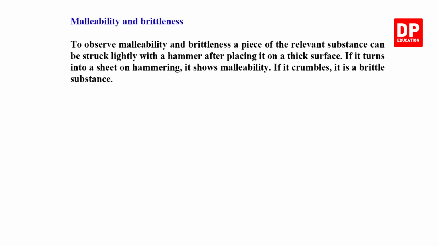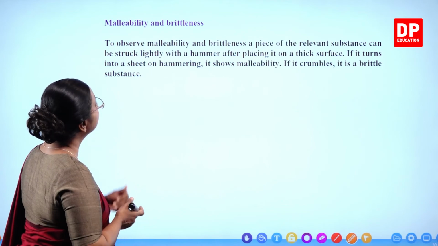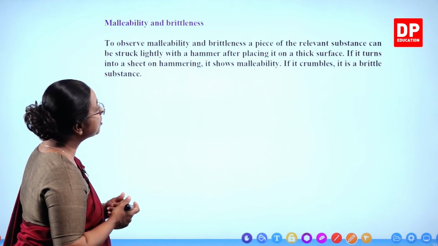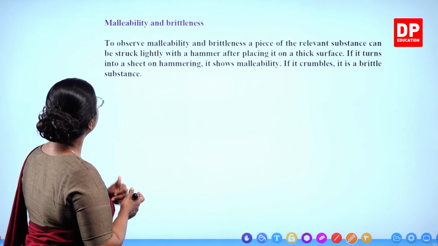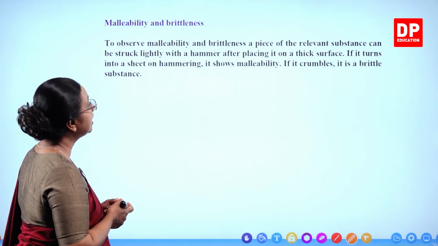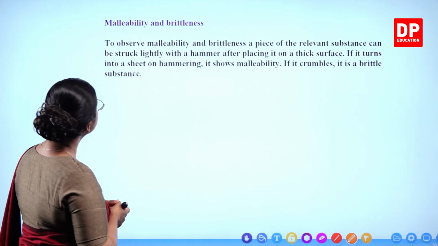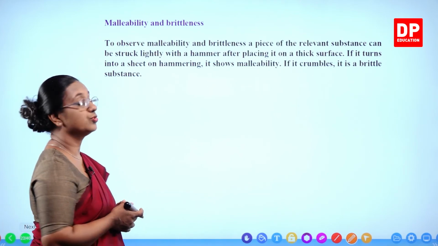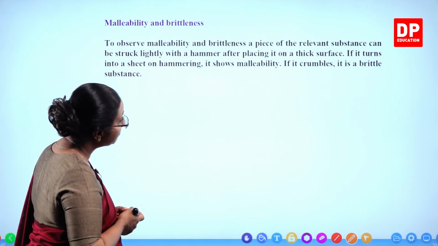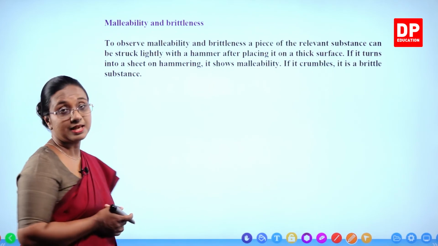Malleability and brittleness. To observe malleability and brittleness, a piece of the relevant substance can be struck lightly with a hammer after placing it on a thick surface. If it turns into a sheet on hammering, it shows malleability. If it crumbles, it is a brittle substance.